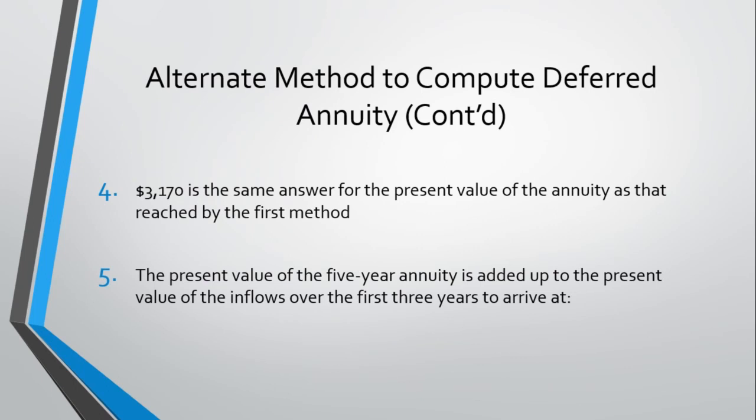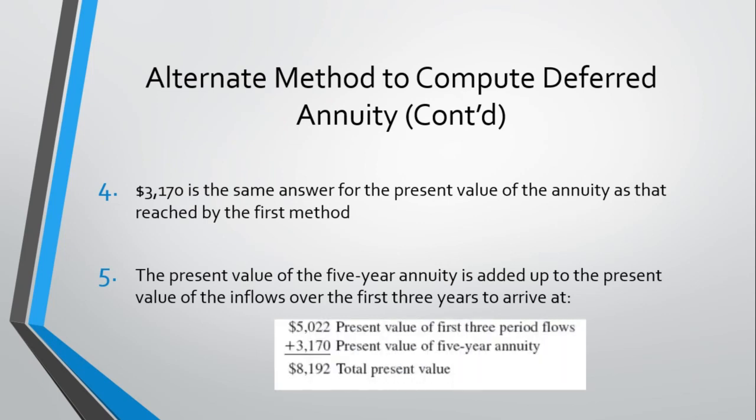3,170 is the same answer for the present value of the annuity as that reached by the first method. The present value of the 5-year annuity is added to the present value of the inflows over the first 3 years to arrive at our total present value of 8,192.